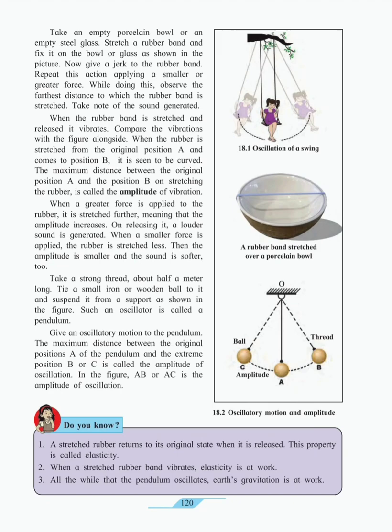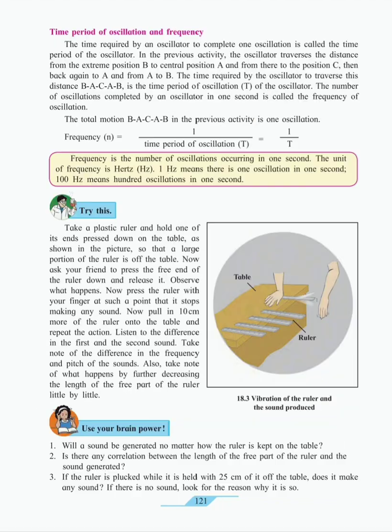Time period of oscillation and frequency. One round of an oscillation requires a certain time. For example, in 1 second, 10 rounds of an oscillation are completed. 10 times a ball is going up and down. So that is the frequency of that ball, the frequency of that object.